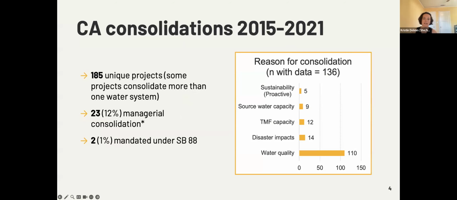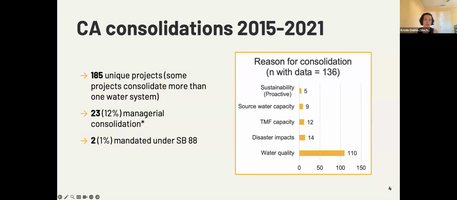Just to set the stage, I thought I would begin with a few statistics about California consolidations generally. Over the course of the last few years, we have documented approximately 185 unique consolidation projects in the state. These are projects that were completed, not in progress, with the consolidation completed between 2015 and 2021. Notably, some of these projects consolidated more than one system, so about 204 systems were actually consolidated over the course of these projects.